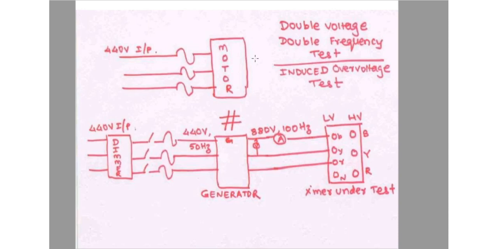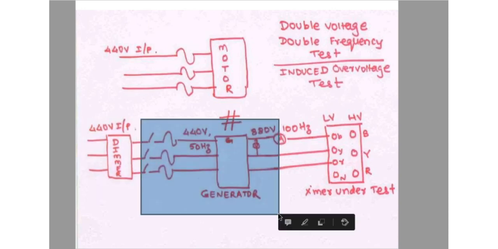So this is the test connection. The 440 volt input is applied to the motor. We have to use the dimmer of 440 volt. We have to use the switches, fuse. So this is the generator.